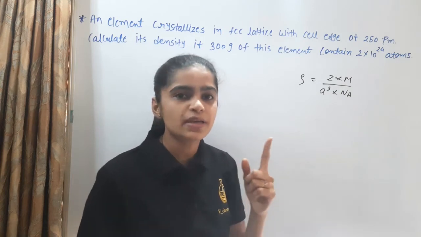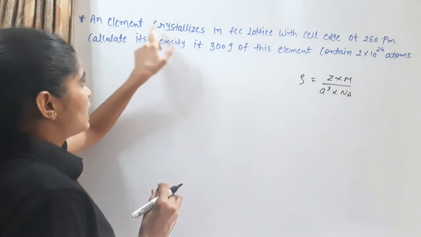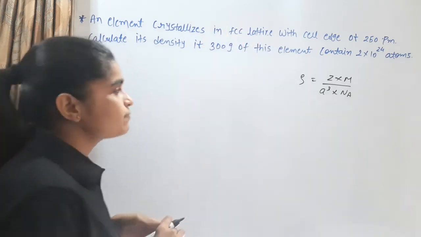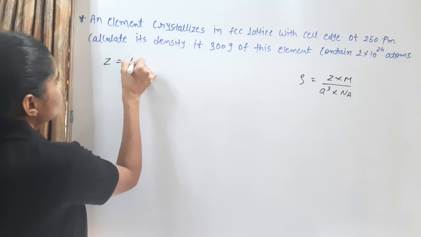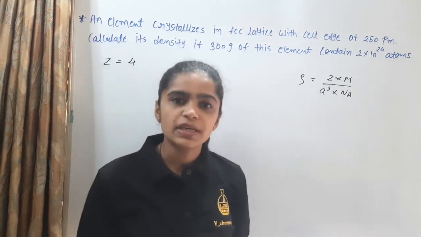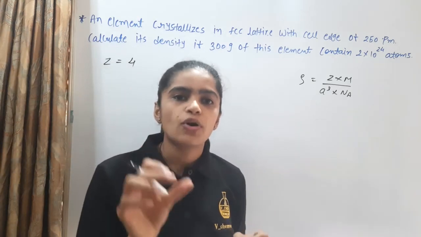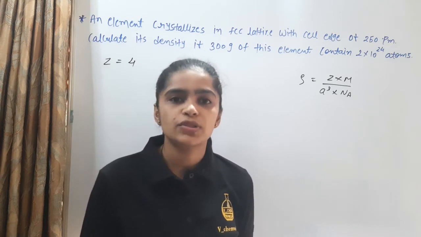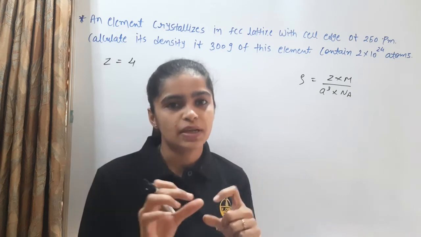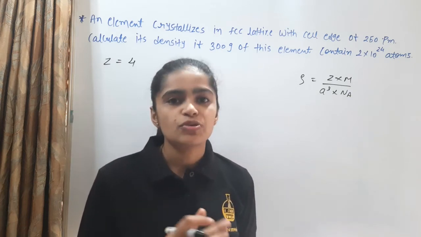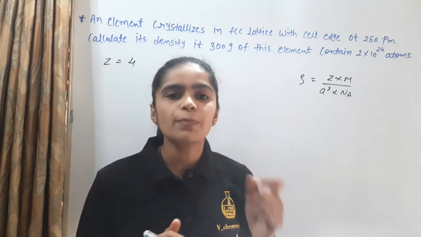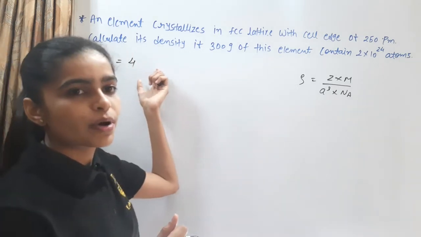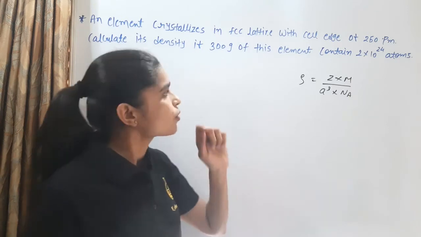First, start with the first example: an element crystallized in an FCC lattice. FCC means Z is equal to 4, because in the FCC unit cell, the 8 corners each contribute 1 by 8, so 8 into 1 by 8 is equal to 1, and 6 faces are present, each with contribution 1 half, which gives 3. So 1 plus 3 is equal to 4. So FCC has Z equal to 4, the number of atoms present in the unit cell.